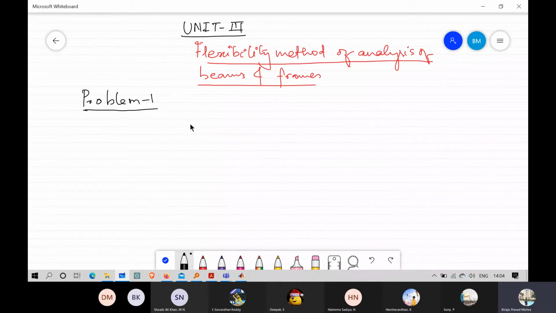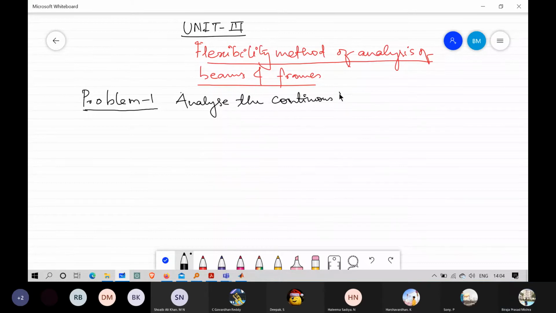So we'll analyze a continuous beam. Please take down the question. Analyze the continuous beam as shown in the figure below.